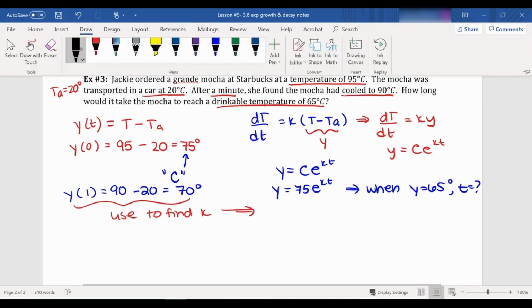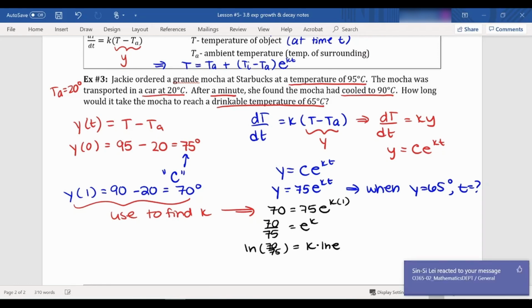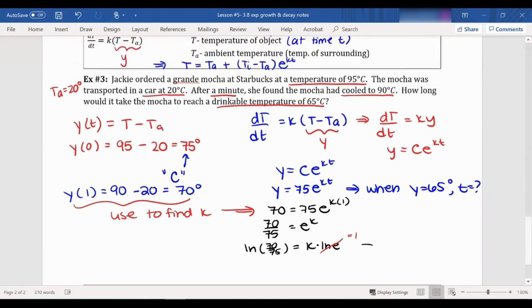So when I do that, I now have 70 equals 75 e to the k times 1, because that's after 1 minute. If I divide both sides, I'm going to have 70 over 75 equals e to the k. I can ln both sides. Again, ln e is just equal to 1. And you can change this ln 70 over 75 to a decimal if you want.